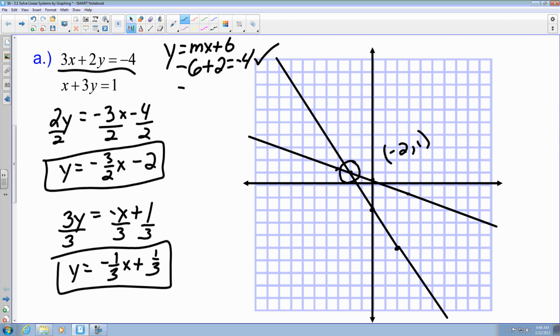Let's see here. So I got -2 plus 3. Does that equal 1? Yes, it does. So it satisfies both equations, so I can say with full confidence that my solution here is -2 comma 1.